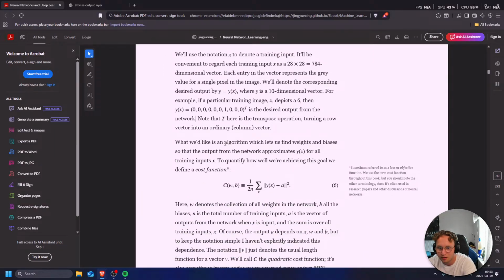We would like an algorithm which lets us find weights and biases so that the output from the network approximates y(x) for all inputs x. To quantify how well we are achieving this goal, we define a cost function.